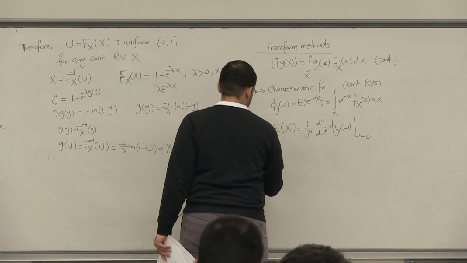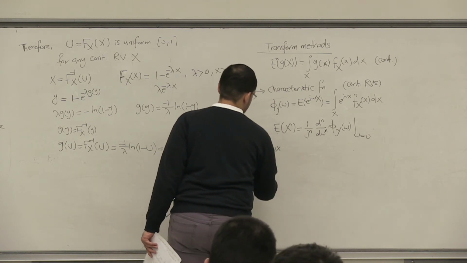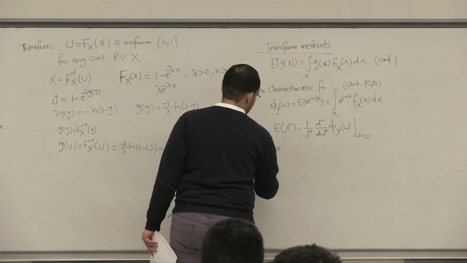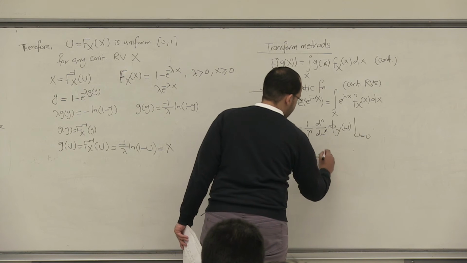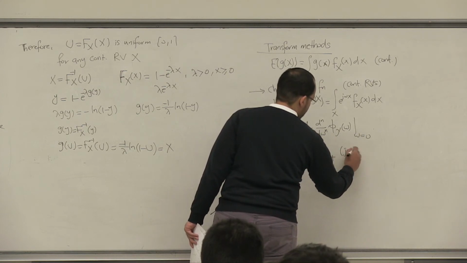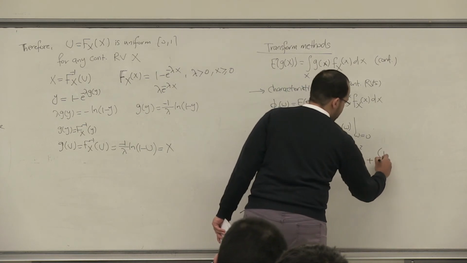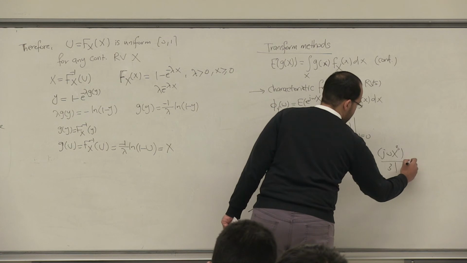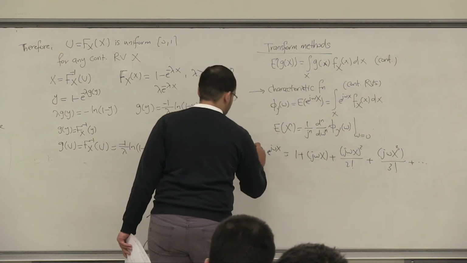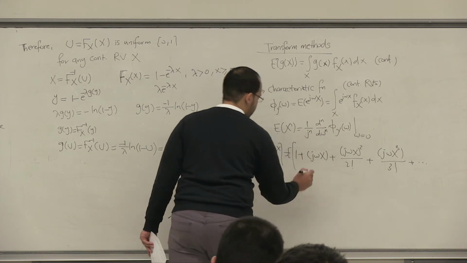Perfect. So you do the expansion around 0. Forget about the expectation for now. So the expansion of this is 1 plus j omega x plus (j omega x) squared over factorial 2 plus (j omega x) cubed over factorial 3, dot dot dot. Then you enter the expectation here. It becomes the expectation of all of this.